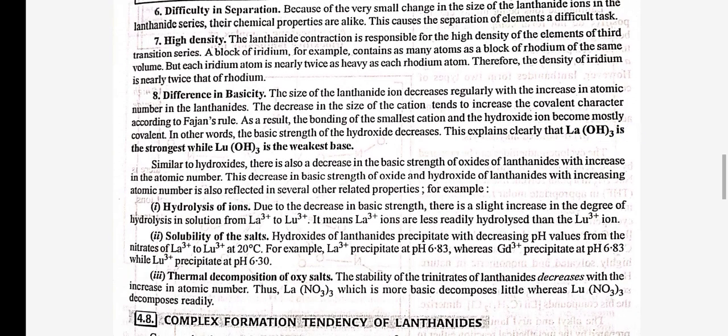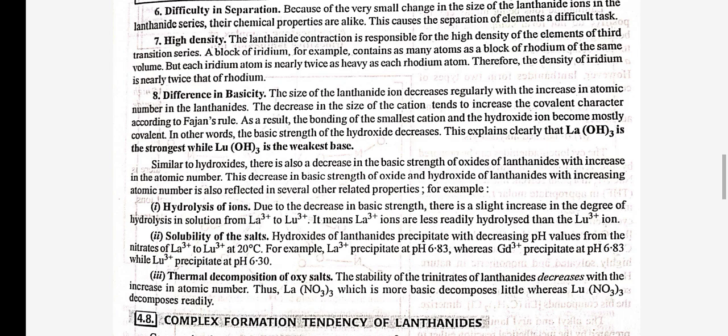Similarly to the hydroxides, there is also a decrease in the basic strength of the oxides of the lanthanides with increase in the atomic number. This decrease in the basic strength of the oxides and the hydroxides of the lanthanides with increasing atomic number is also reflected in several other related properties. For example, hydrolysis of the ions.